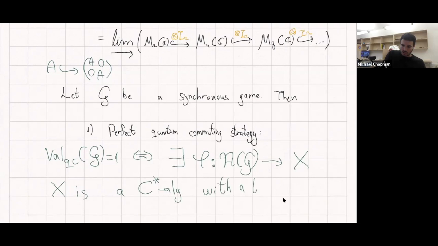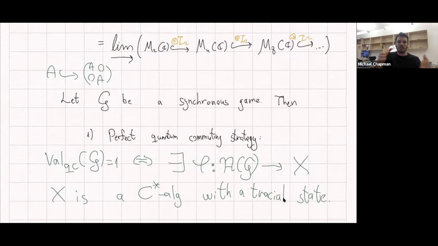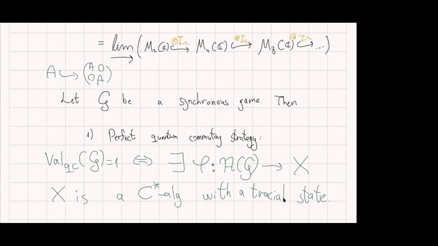Again, this is some condition on the algebra X. So we have a unital homomorphism of star algebras from our algebra A of G into some C-star algebra with a tracial state defined on it. Those of you who don't know what a tracial state is, it doesn't really matter for this part. It's important, but for now, I'm not going to explain what it is.